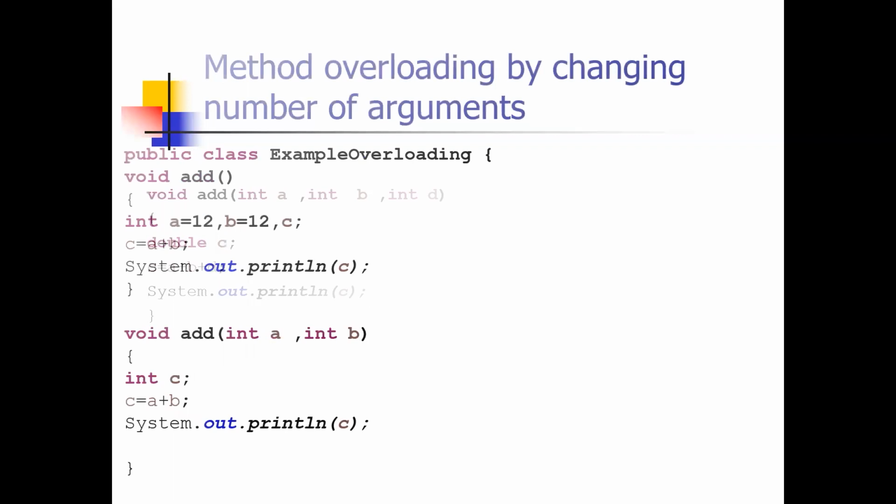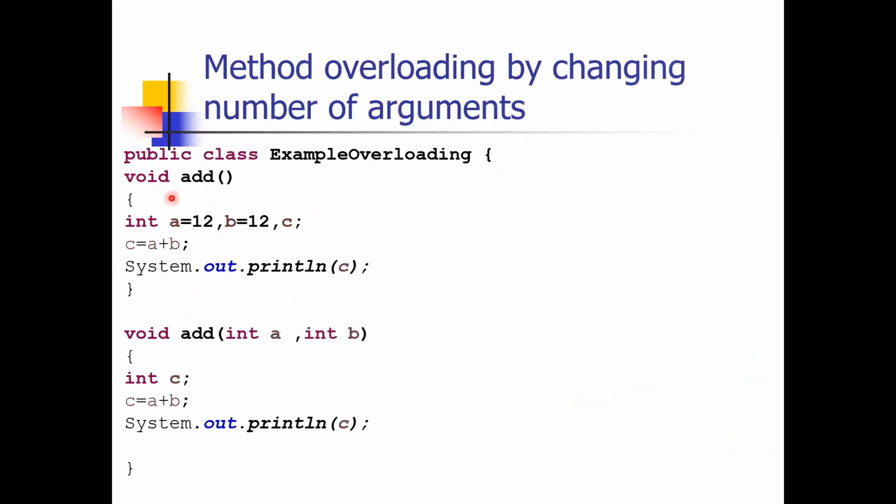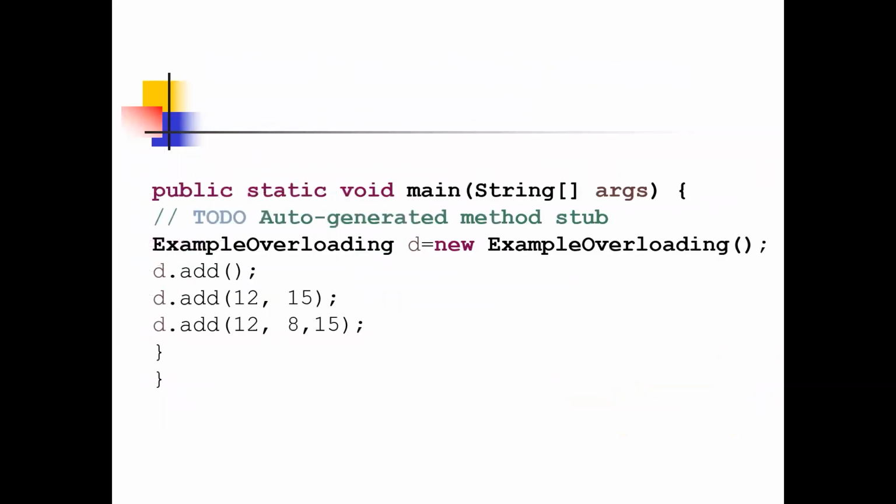Okay. So in a quick overview, this is method overloading because we are using the same method name add, but we are changing the number of arguments, and we are using this method in the main method by creating the object. Okay.